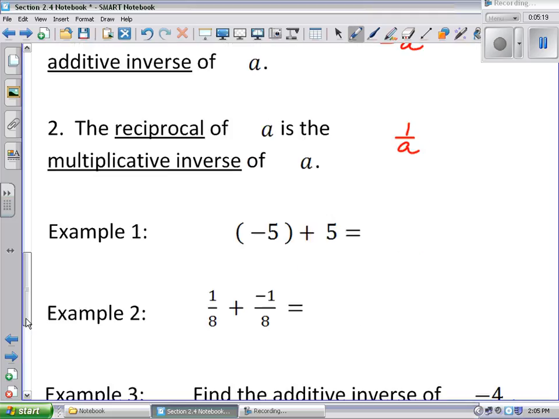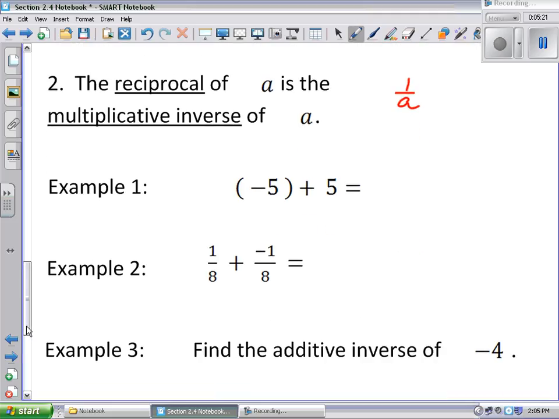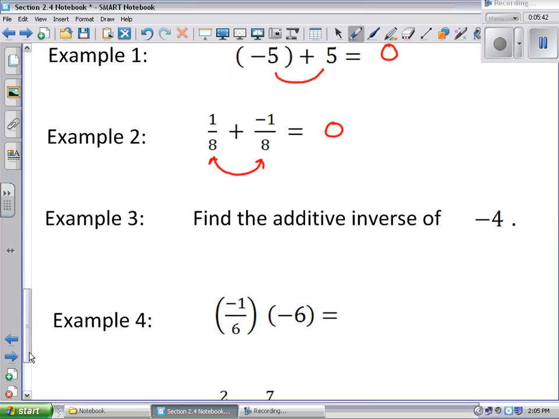Example 1. Negative 5 plus 5 is equal to 0. Those are additive inverses, or opposites, and they are equal to 0. 1/8 plus negative 1/8 is equal to 0. Those are opposites. They are additive inverses. Find the additive inverse of negative 4. The additive inverse of negative 4 is positive 4.